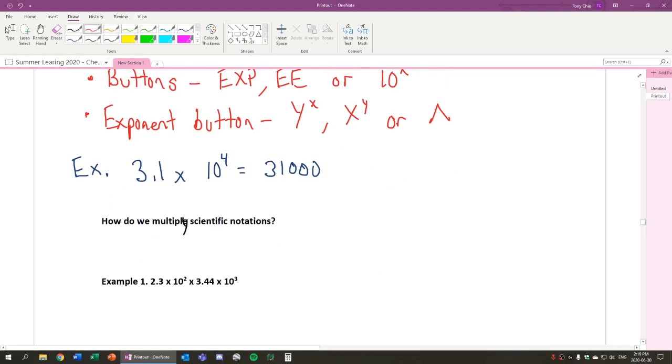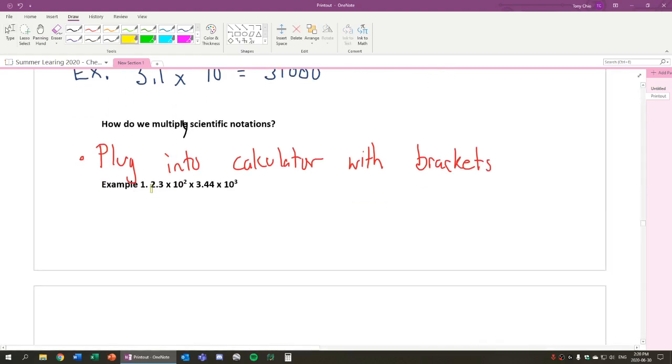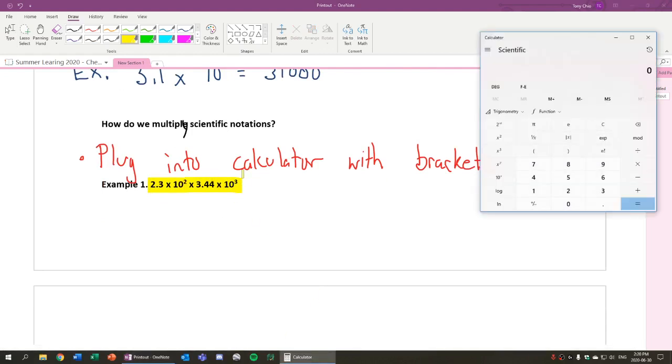In this case, you want to make sure you plug into the calculator with brackets usually. Now this isn't actually as big of a deal right now because you're multiplying, but it will be a big deal when you talk about dividing. I'll talk about that when we talk about BEDMAS. So let's try plugging this first example into our calculator. So you have 2.3 times 10 to the 2. So 2.3 times 10 to the power of 2. I'm going to do it that way first.